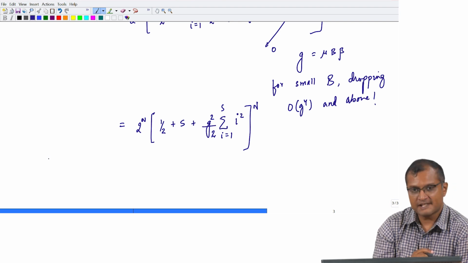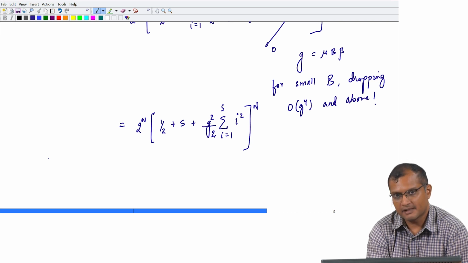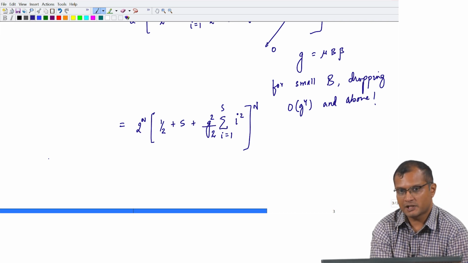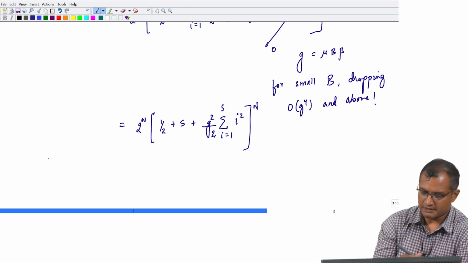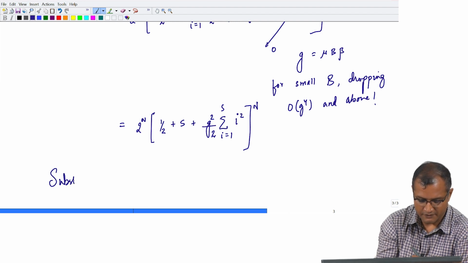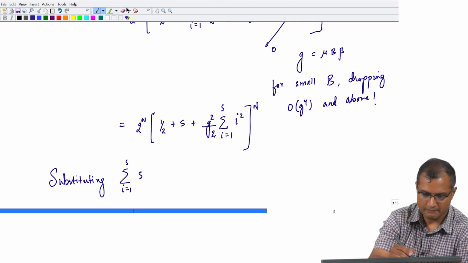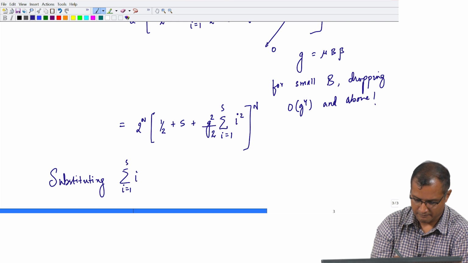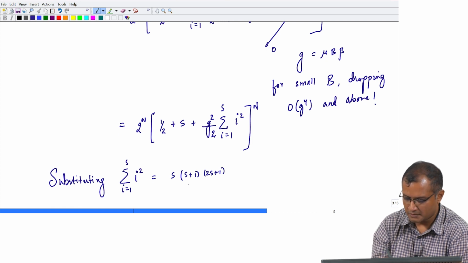You know that the sum of the first n numbers is n into n plus 1 by 2, and the sum of the first n squares is n into 2n plus 1 into n plus 1 by 6. So simply substituting the known result of the sum of the first s squares, it is nothing but s into s plus 1 into 2s plus 1 over 6.